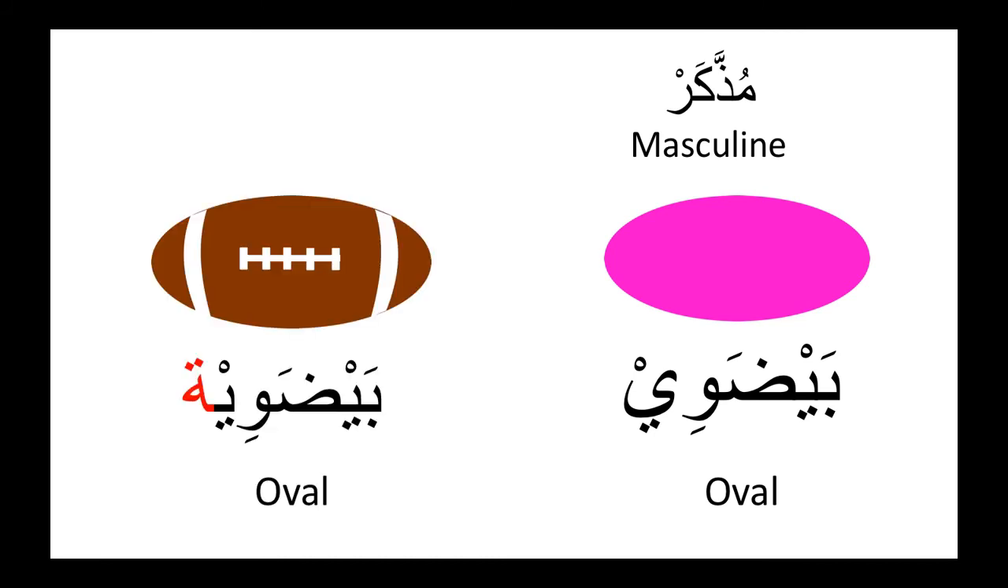بيضوي. بيضوي اسم مذكر. When we talk about feminine, we say بيضوية. And that is feminine. بيضوية اسم مؤنث.